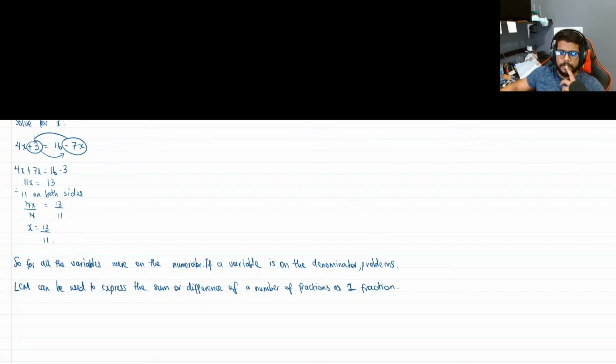Now this is an important skill, a very important skill. If I can express the sum or difference of a number of fractions as one fraction, then I'm making life a little easier for me to perform another operation. The next operation is cross multiplication. So to cross multiply, we must have one fraction on each side of the equal sign.